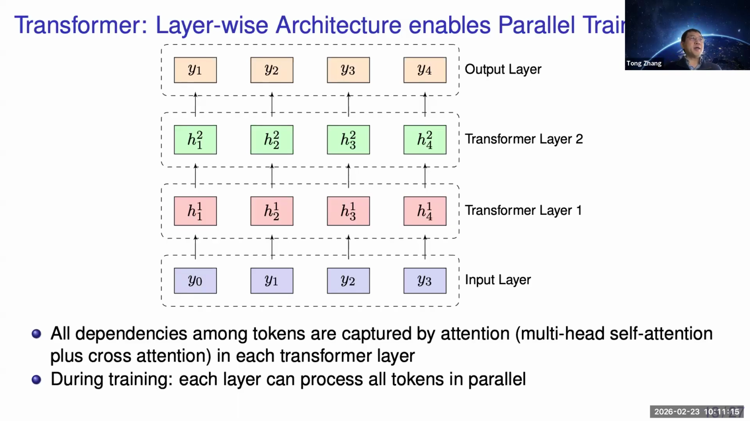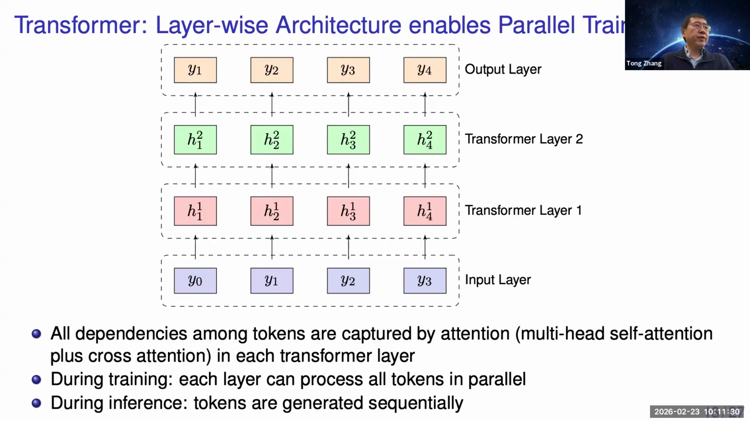During training, the key is that everything can be accessed in parallel. We will see the formula to say what the parallelism is. In fact, it's just matrix multiplication. All you need is matrix multiplication. During inference, of course, we do that one token at a time.